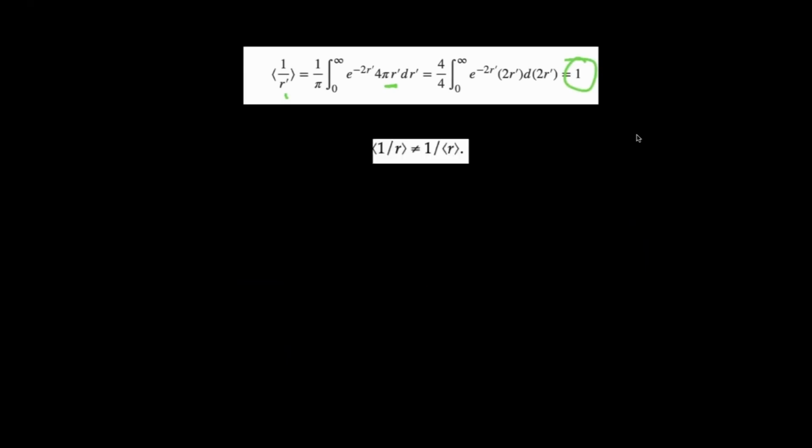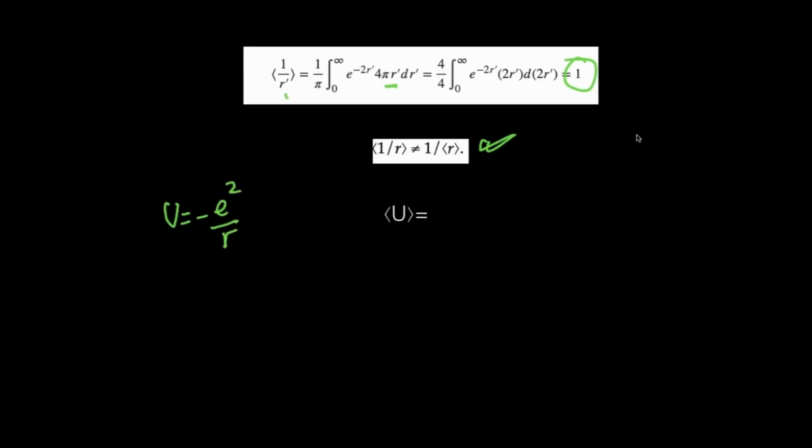Now we can see one interesting thing is that the expectation value or average of 1 by r is not 1 by the average r. Okay, and r is not a number, r is an operator. You can also compute the potential energy. So what is the potential energy? U is, in CGS, minus e squared by r.